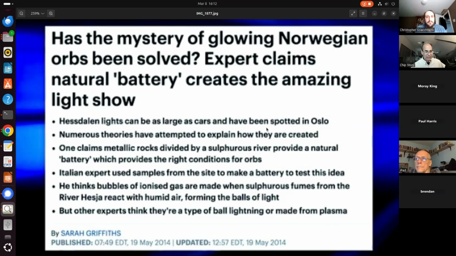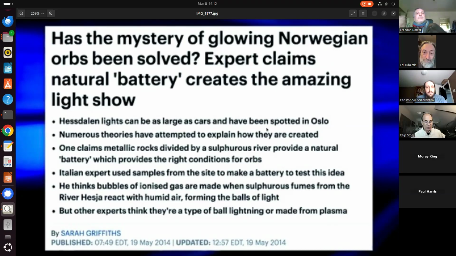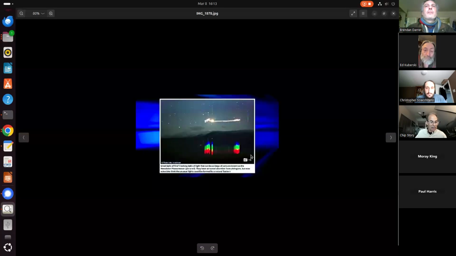Bullet four, an Italian expert used samples from the site to make a battery to test this idea. Bullet five, he thinks bubbles of ionized gas are made when sulfurous fumes from the river Hesja react with humid air, forming the balls of light. Bullet six, but other experts think they're a type of ball lightning or made from plasma. Sarah Griffiths.